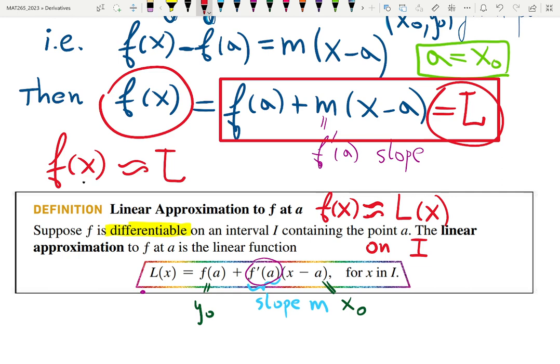Is there some way to quantify the error, to put a number to it? Very smart. How are we going to figure out the error? We're going to do it right now. Quantify the error. I like this terminology.